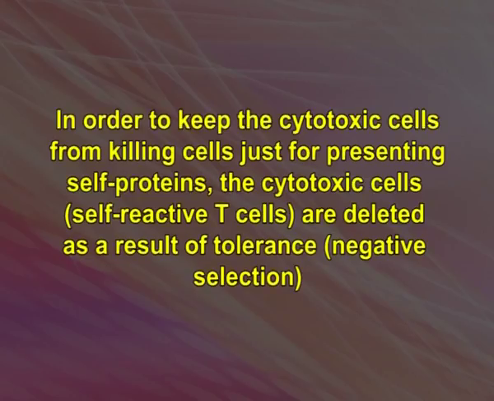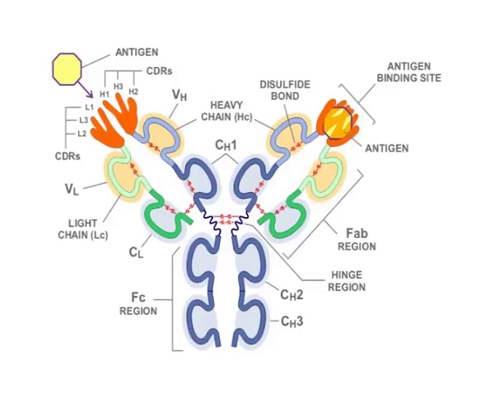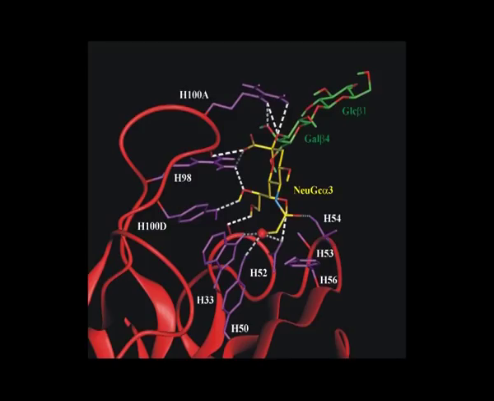In order to keep the cytotoxic cells from killing cells just for presenting self-proteins, the cytotoxic cells that are self-reactive T cells are deleted as a result of tolerance, that is negative selection. Endogenous antigens include xenogenic, that is heterologous, autologous and idiotypic, or allogenic, that is homologous, antigens.